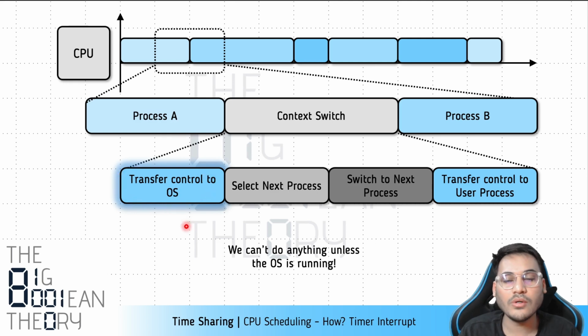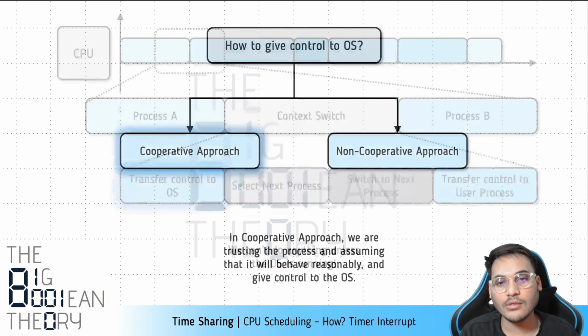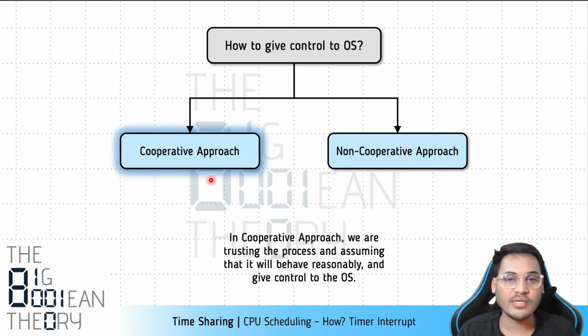So first of all, we need to figure out this part, and that is what we had started talking about in the previous video also, right? So how can we transfer the control to the operating system? We said that there are two different approaches to this. One is the cooperative approach, which we talked about in the previous video, and the other is the non-cooperative approach, which we'll talk about in this video, right?